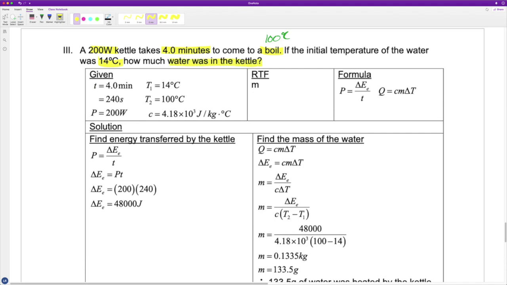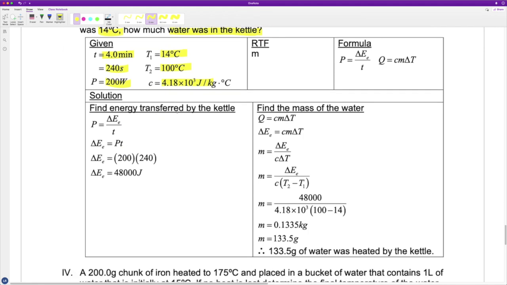All right, so first of all, time has to be in seconds. So 4 minutes is 240 seconds. Power is 200 watts. The initial temperature, T1, is 14 degrees, and the final temperature, T2, is 100 degrees Celsius. And the specific heat of water is 4.18 times 10 to the 3. So first of all, we have to figure out the amount of thermal energy that was transferred to the kettle. So power is equal to the change in energy or work over time. So the amount of electrical energy that gets converted is going to be equal to the power of the kettle times the time. So 48,000 joules of thermal energy is theoretically transferred to the water.